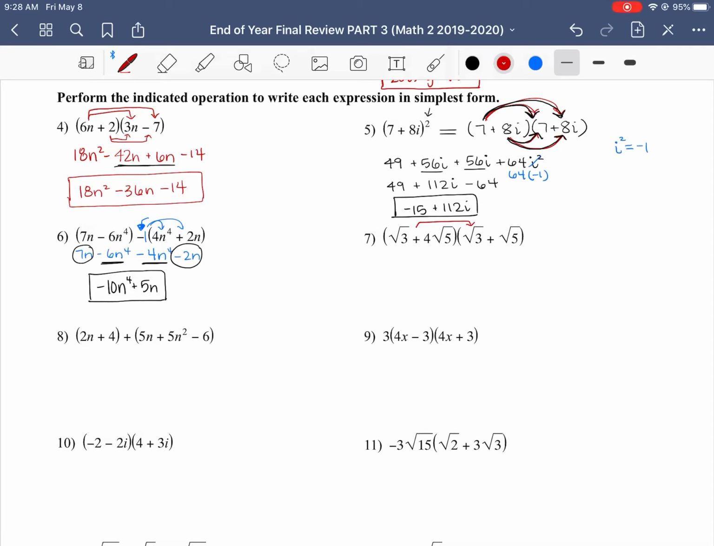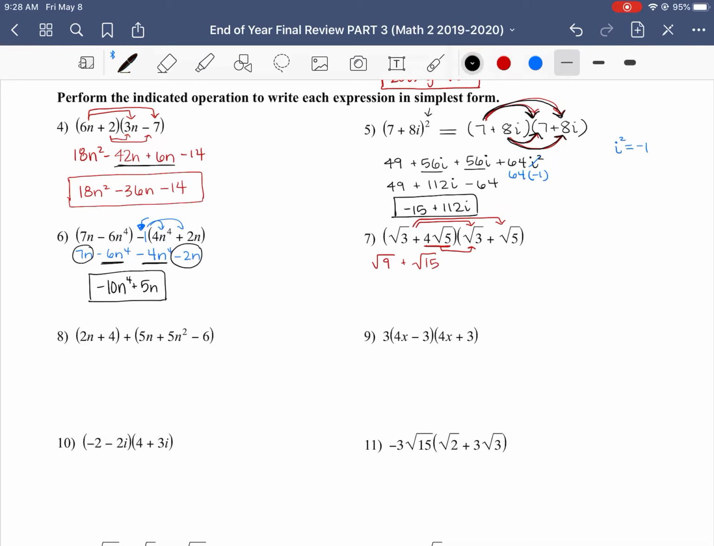So we've got the square root of 3 times the square root of 3. So we multiply the insides of the radical, and that just gives us the square root of 9. When we multiply the square root of 3 by the square root of 5, again we just multiply those insides and we get the square root of 15. Then we start to distribute this term right here. So this term times the square root of 3.